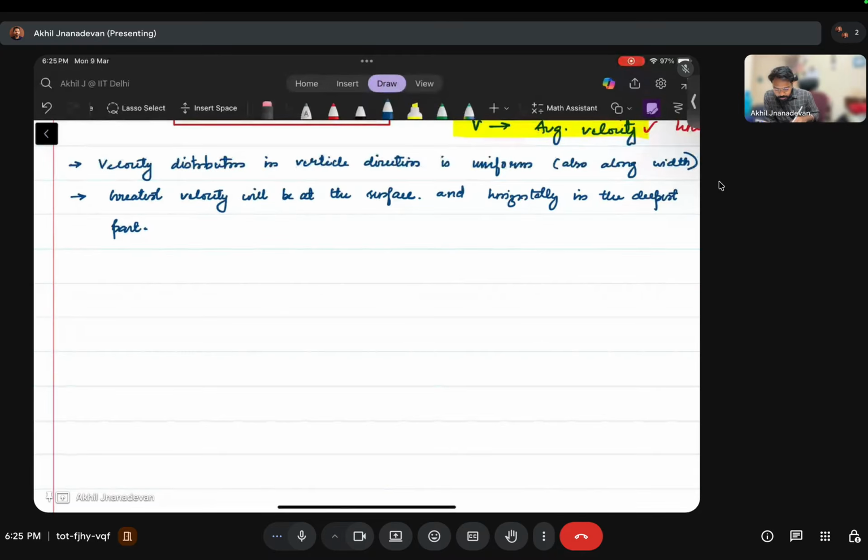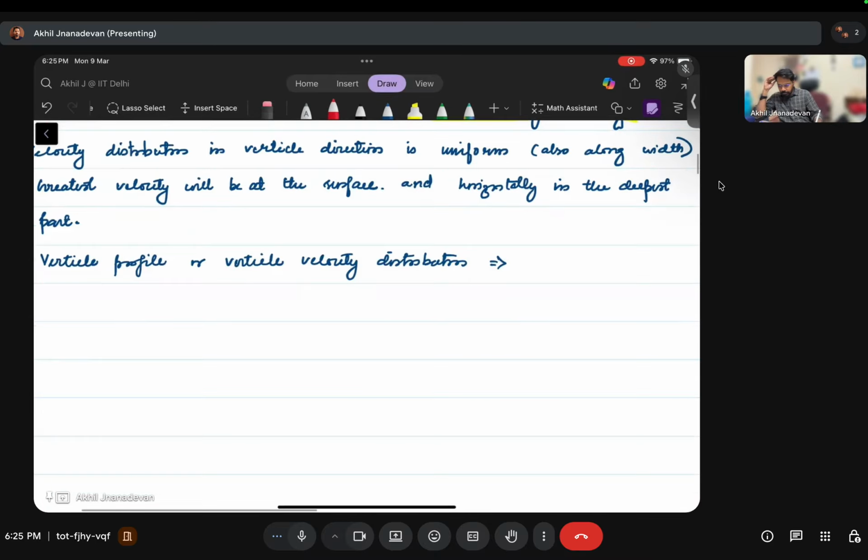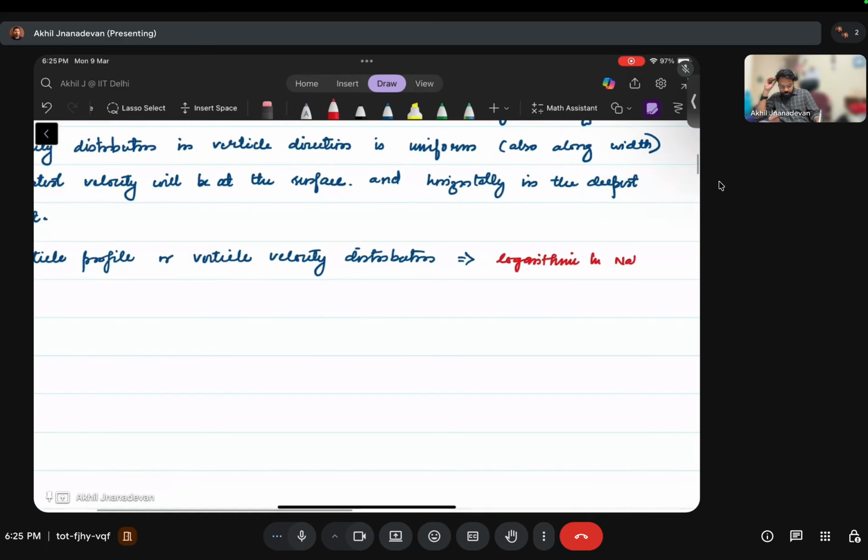If we look at the vertical profile, or vertical velocity distribution, it is somewhat logarithmic in nature. It is not linear and all. It is not uniform. It is logarithmic.